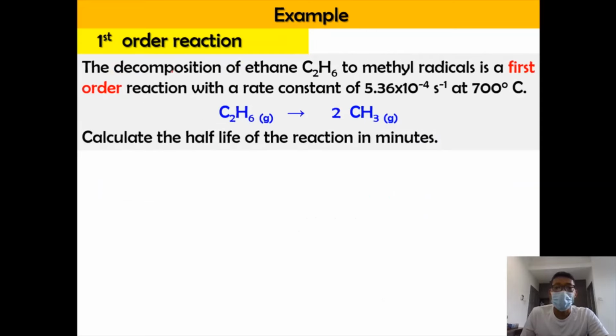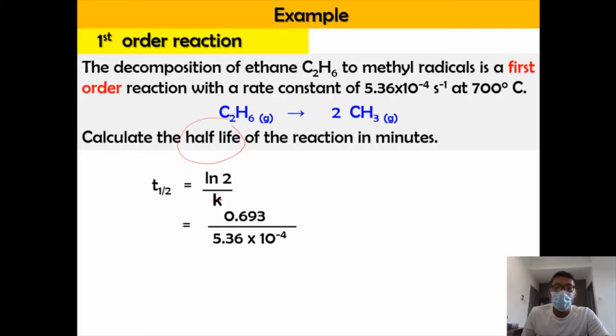Now we're going to look into the second example for the first order reaction as well, where the ethane C2H6 decomposes to form methyl radical with a rate constant of 5.36 times 10 to the power of negative 4 per second. So it asks us to calculate the half-life of the reaction in minutes. So what we're going to do is to use the half-life, where we have derived this just now, where it's equal to ln 2 over k.